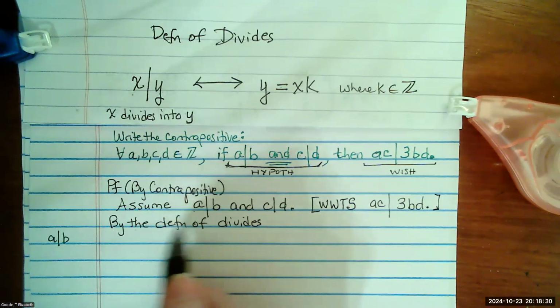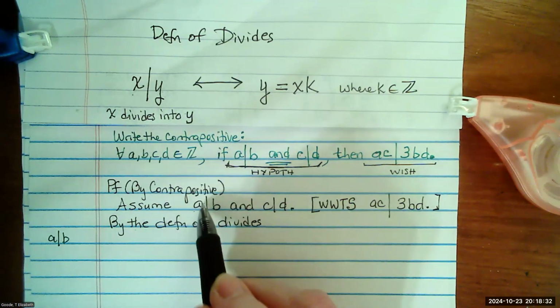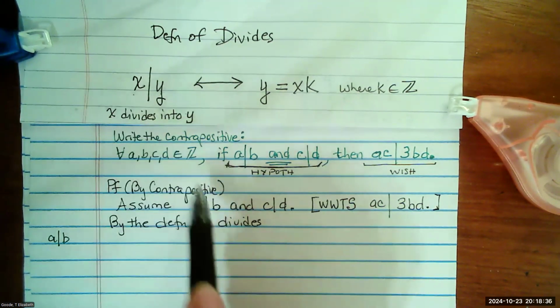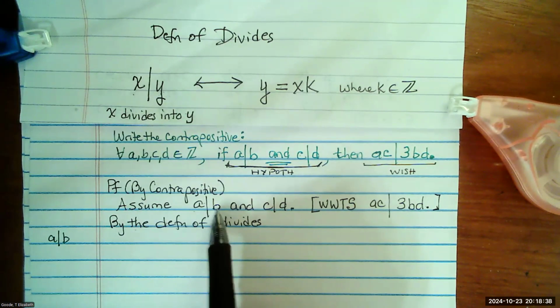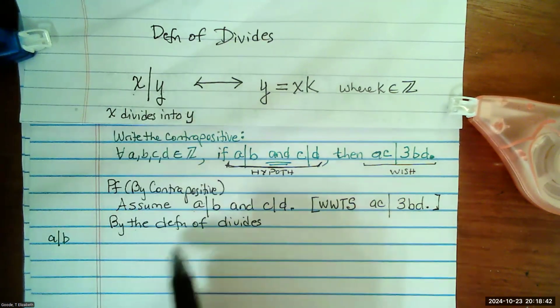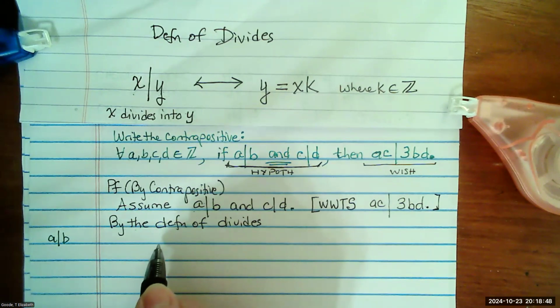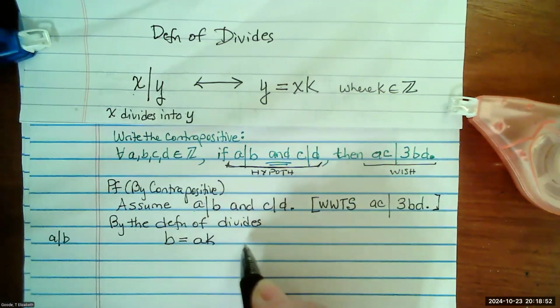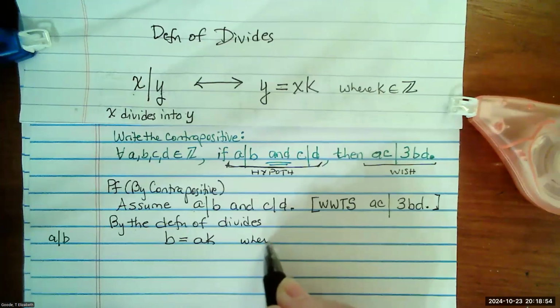All right. So now, when we've got A divides B, right? A is playing the role of X and it's dividing into B. B is playing the role of Y. Does that make sense? So what is our equation? B equals AK. Good. Where K is an integer.